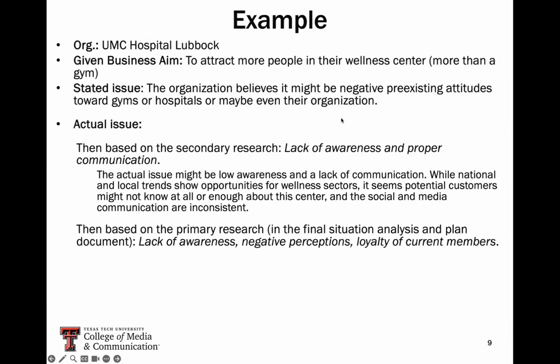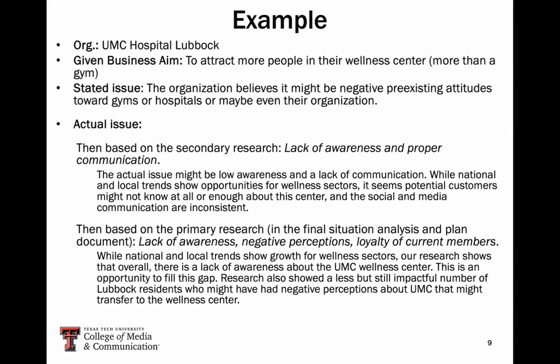Then based on primary research, in the final situation analysis and plan document, you could say something like lack of awareness, negative perceptions, loyalty of current members, whatever it is that's applicable there, and then explain that in the final version where you would have had the actual primary research. Again, all this stuff is going to be given to you. You have to connect the dots, but you're not doing secondary or primary research for this class because it would be too much. So they need to look something like this. While national and local trends show growth for wellness sectors, our research shows A, B, C, D, and then you explain that.